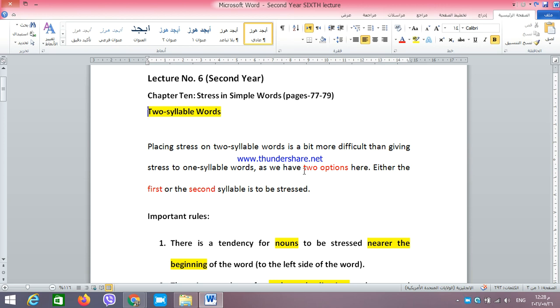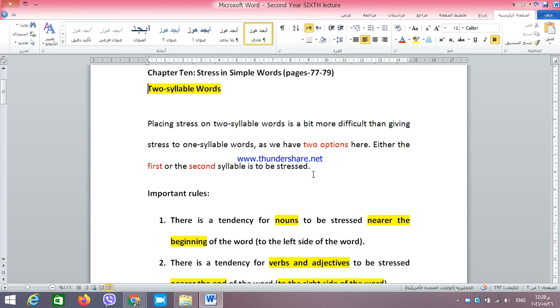Okay? So we have two options, either to give stress to the first syllable or to give it to the second syllable. But is it possible to have both syllables stressed? No. We cannot give primary stress to the first and the second syllable at the same time. Only one of them can attract the stress. The other one will be either unstressed or take maybe secondary stress.